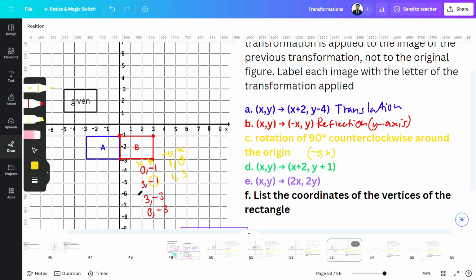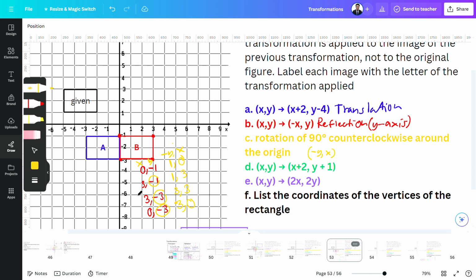Now, how about 3 comma negative 3? We will get the y, negative 3, and we will make it negative. So negative of negative 3 is positive 3, and then comma, I'll just copy the 3. And lastly, again, this is negative 3. We'll make it negative negative 3, so that's going to be positive 3, and then comma, I just copy the 0. So these are our new coordinates: 1 comma 0, 1 comma 3, 3 comma 3, and then 3 comma 0.